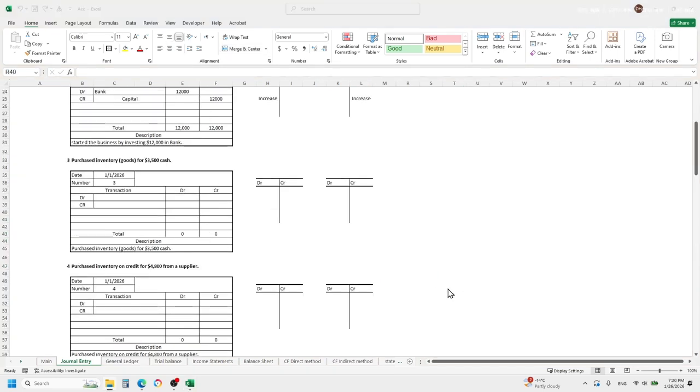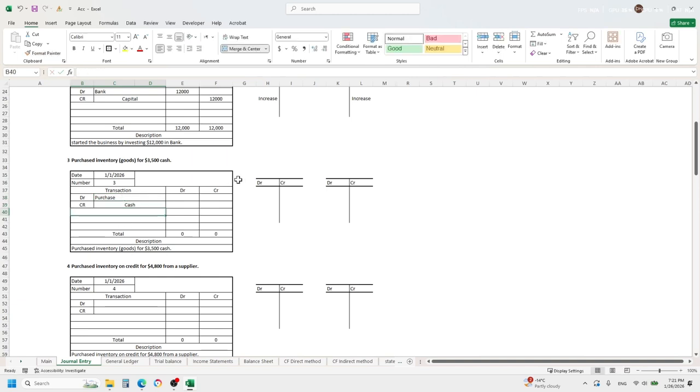For number 3, purchase inventory for 3,500 in cash. The two accounts that get affected: purchase, which is a normal debit balance, so when it increases we debit it, and cash, a current asset, which decreases, so we credit it. The asset when it decreases gets a credit. So in debit we write purchase, and in credit we write cash.